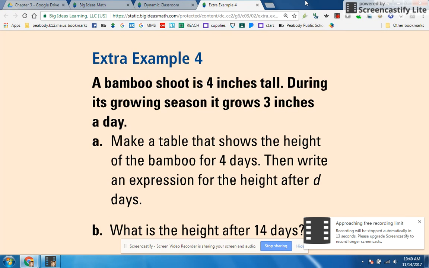This is very similar, so let's see if you can figure this one out. It's saying it's 4 inches tall. During its growing season, it grows 3 inches a day. So see if you can do the same thing with the chart and figure that one out.